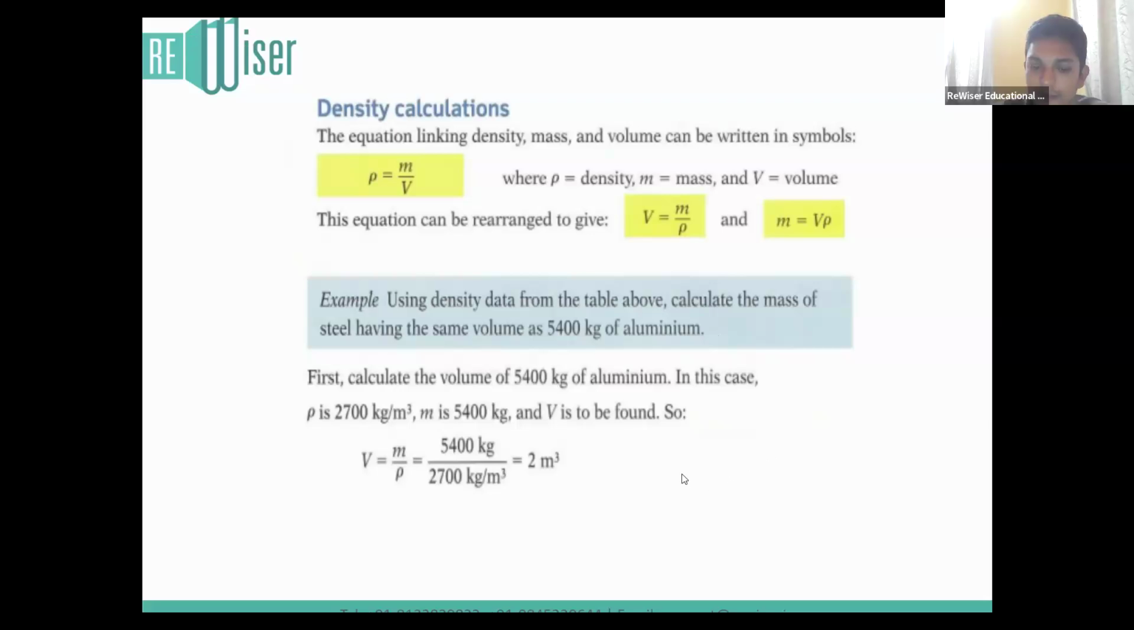Any doubts in this? So the question is in the blue part, right? Using the data from the table above, calculate the mass of steel having a volume of... It's given here. So the entire table was used there. So I just copied the data, the density given here. Density is 2700. So if this is the density and this is the mass, what is the volume?